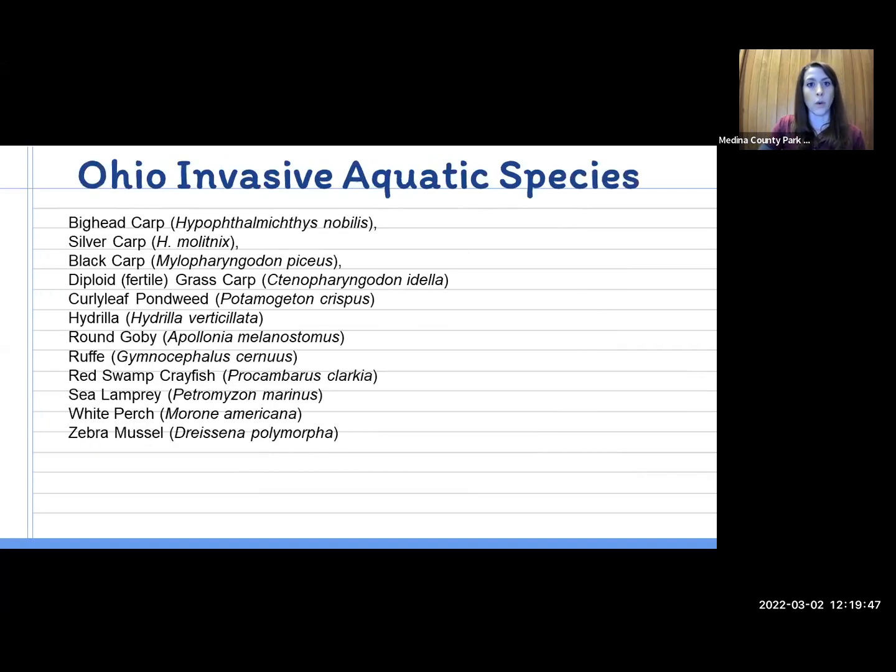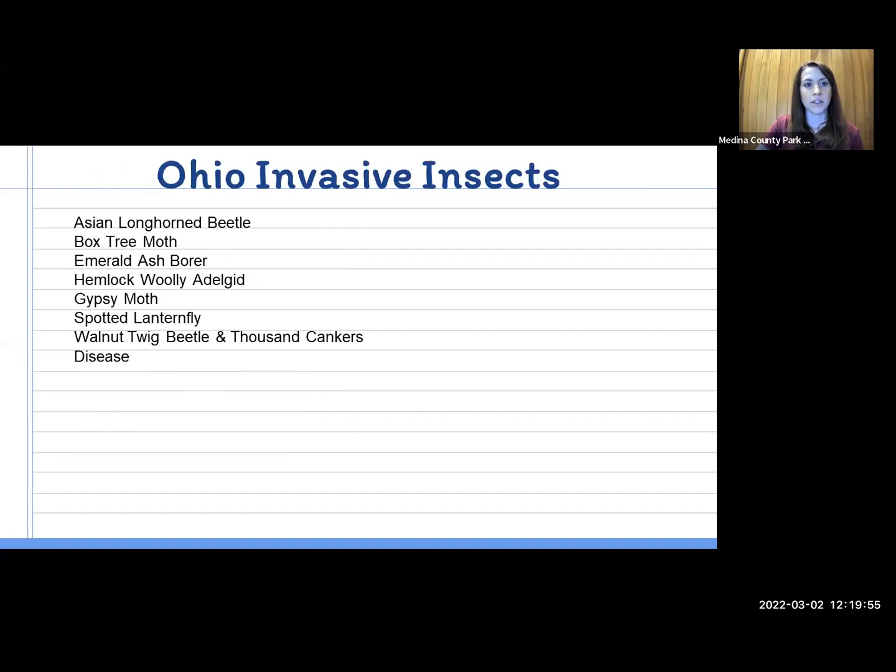This is our aquatic species. There's a couple different species of fish on here. We got some plants. And then these are our insects that are causing us problems on there. And there's probably a few on there that you'll recognize and that we're going to go over.